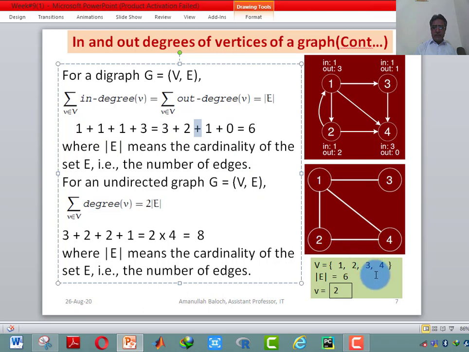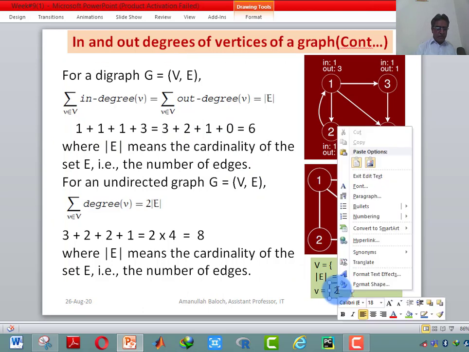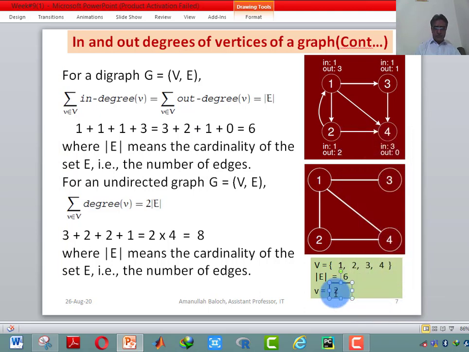When we process 4, we will consider the in degree and out degree of node number 4. So in degree is 3 and out degree is 0. When we add these, 3 plus 1 plus 1 plus 1 is 6, and 3 plus 2 plus 1 plus 0 is equal to 6, which is equal to the cardinality of E.